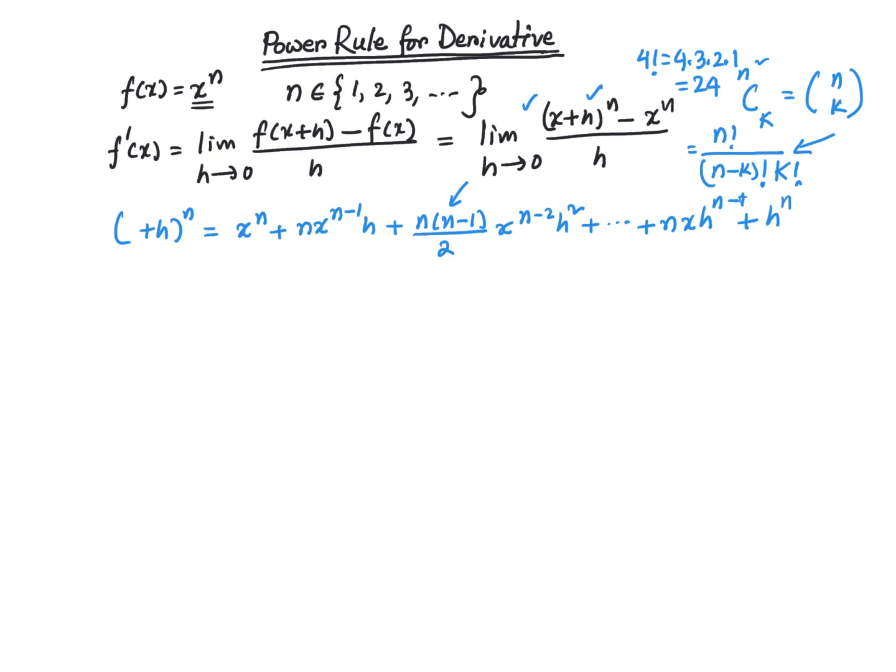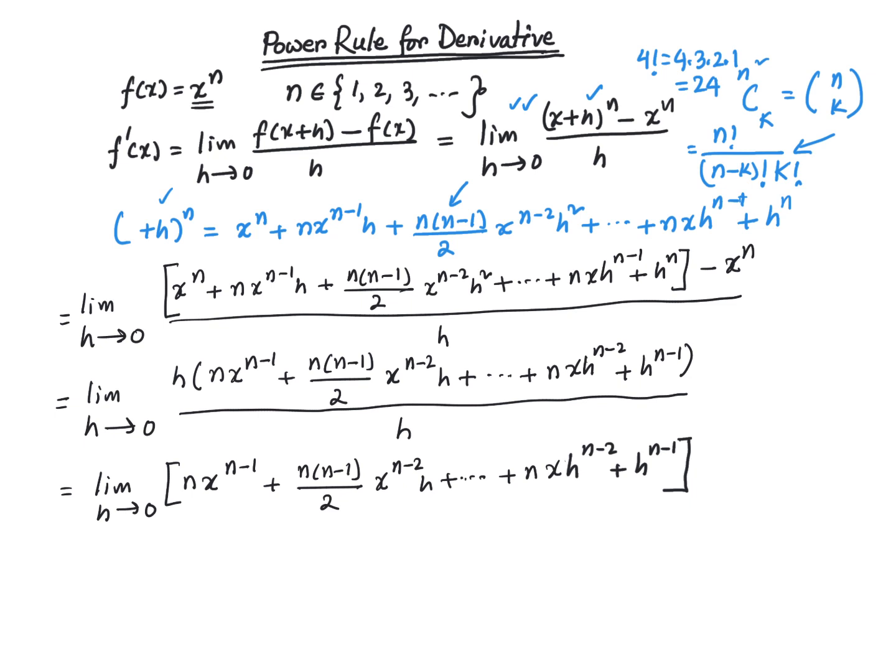If you want to explore further, you can type in binomial formula on Google and you'll find lots of information. But anyway, let's continue and plug this into the limit. Upon plugging this in, I get the following. Inside the square bracket from this formula, there is a negative x^n and a positive x^n, so they cancel each other out, leaving me with all the terms from here up to here.